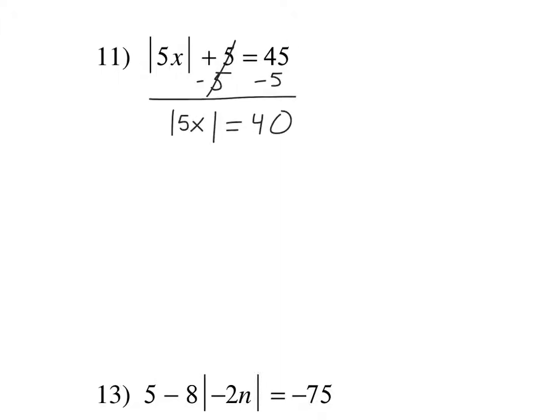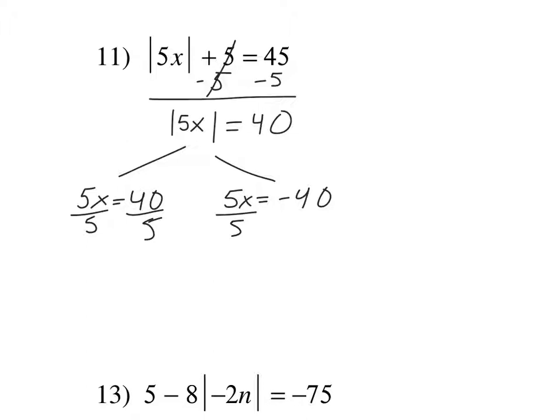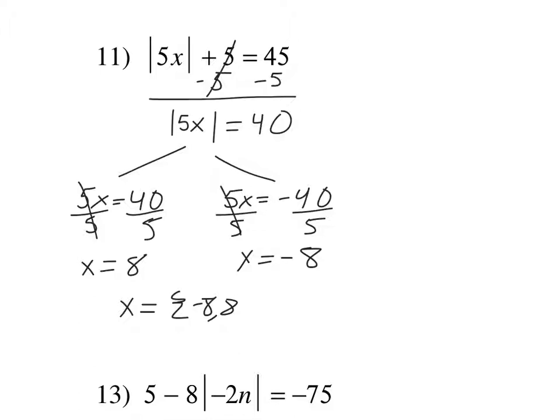Now that the absolute value portion of the expression is alone, you could go ahead and split it. And you have 5x equals 40, and 5x equals negative 40. You divide by 5 on both sides of the first equation, divide by 5 on both sides of the second equation, and you get x equals 8 and x equals negative 8. That would be your solution set. x equals negative 8 and 8.